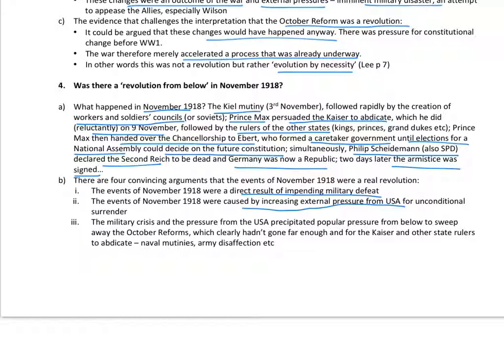Again, think about the definition. The military crisis and the pressure from the USA precipitated popular pressure from below to sweep away the October reforms, which is what the Kiel Mutiny was, and the formation of those Soviets, because the October reforms hadn't gone far enough, and they were pushing for the Kaiser to abdicate. Okay, so that also supports the notion that it was a revolution.